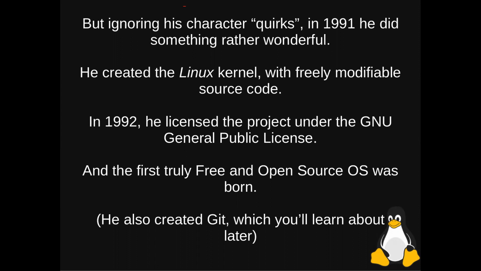he created the Linux kernel, which had freely modifiable source code. And in 92, the following year, he then licensed that project under the GNU General Public License, and therefore there was born the first truly free and open source operating system, where he created the Linux kernel, which would be under the GNU public license, and so those two things came together, and suddenly they had an operating system that was truly free and open source.